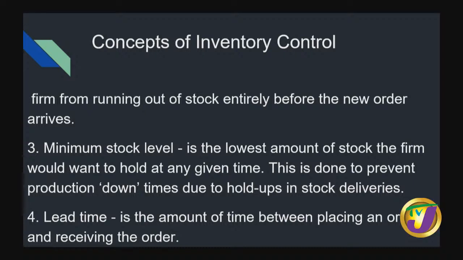So ensure that you're always checking, going into the warehouse, doing your checkoff to know that you have your stocks in place, ready to sell to your customers.